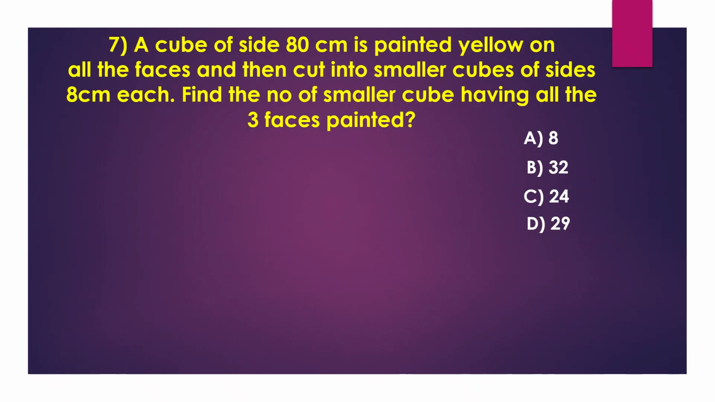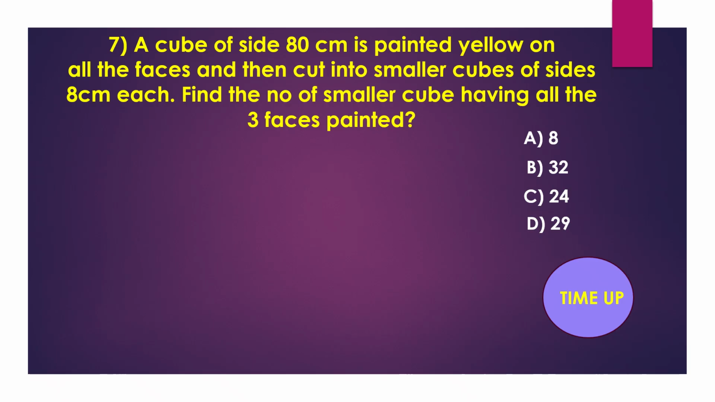Seventh question on your screen and your timer starts now. Time up. A cube of side 80 centimeter is painted yellow on all the faces and then cut into smaller cubes of sides 8 centimeter each. Find the number of smaller cubes having all the three faces painted.